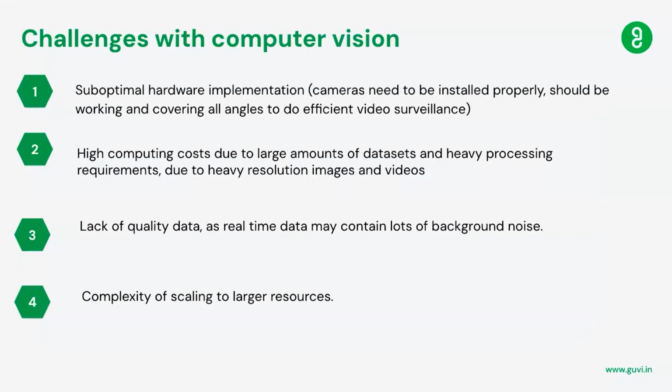Now that we have seen how computer vision models are trained, how they are deployed, what the different types of computer vision tasks are, and what the different deep learning models used for images and videos are, let's look at some of the challenges that come with computer vision. The first challenge is hardware implementation, because since these models are heavily dependent on image and video inputs, if your cameras are not installed properly, if some of the cameras are not working, if they do not cover all angles, or if some of them give blurred outputs, then your input data becomes very difficult to pass on to your models.